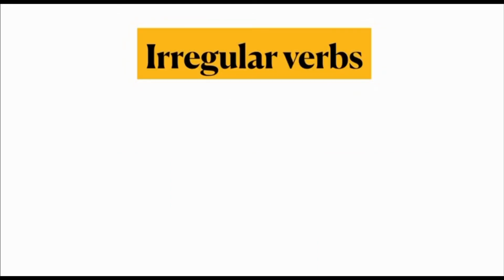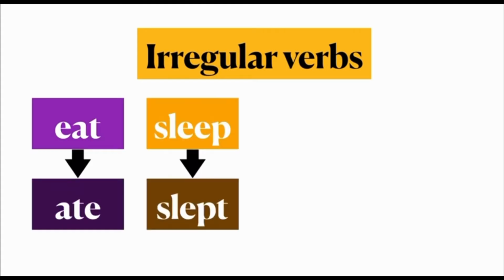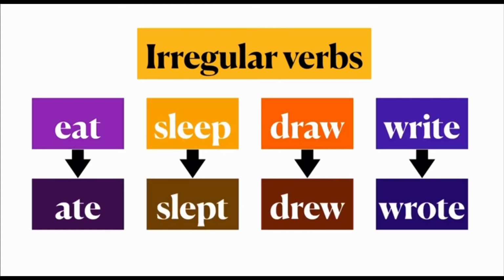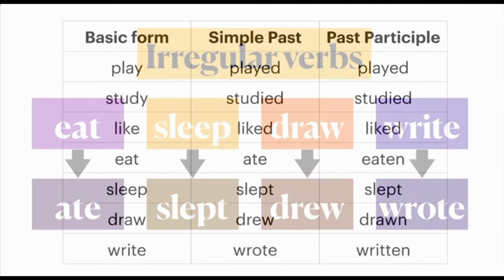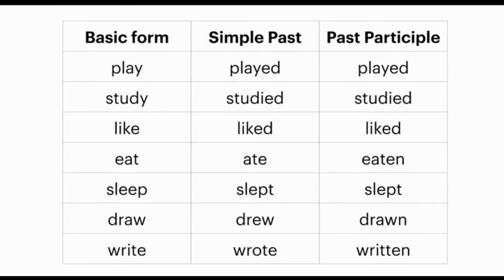On the other hand, irregular verbs have different endings when they form their simple past tense and their past participle. Check this out. This is the list of verbs in their basic form, simple past tense form and past participle.